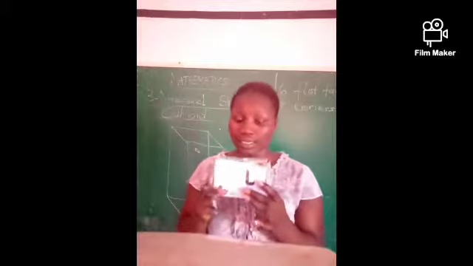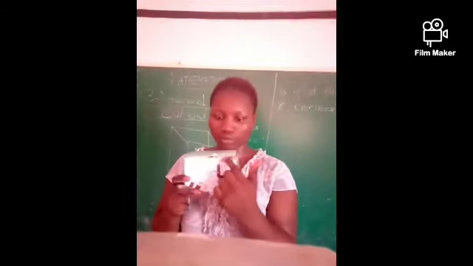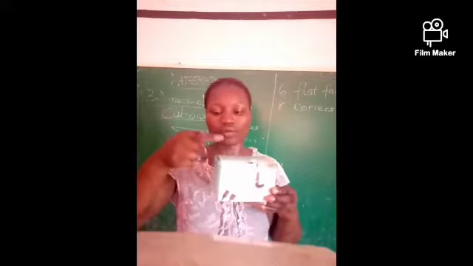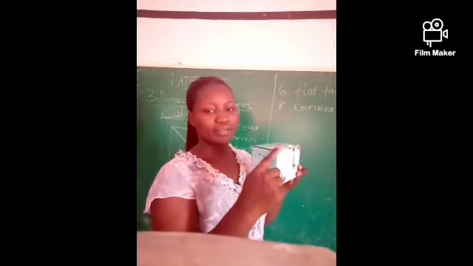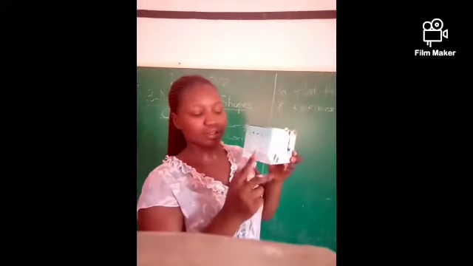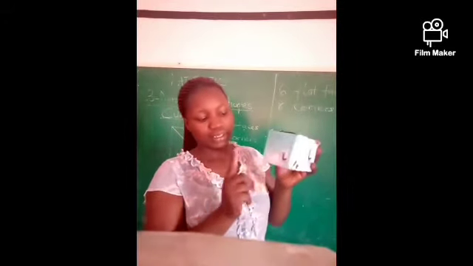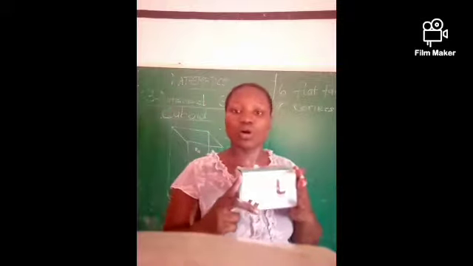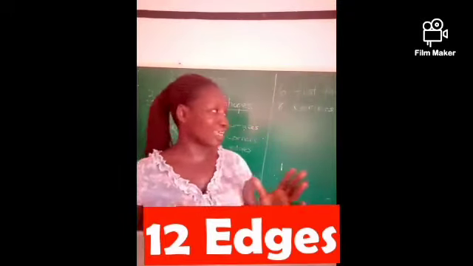Let's go again. 1, 2, 3, 4, 5, 6, 7, 8, 9, 10, 11, and 12. So we have 12 edges. That's that about a cuboid.